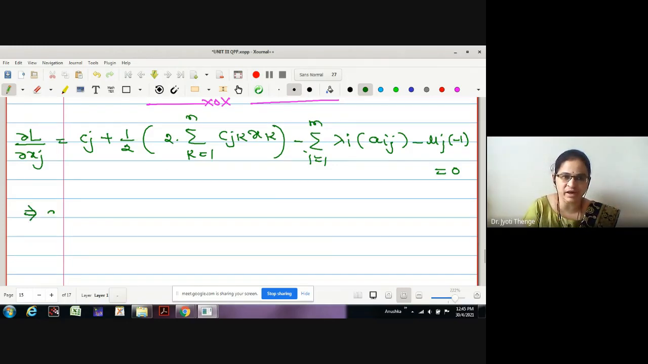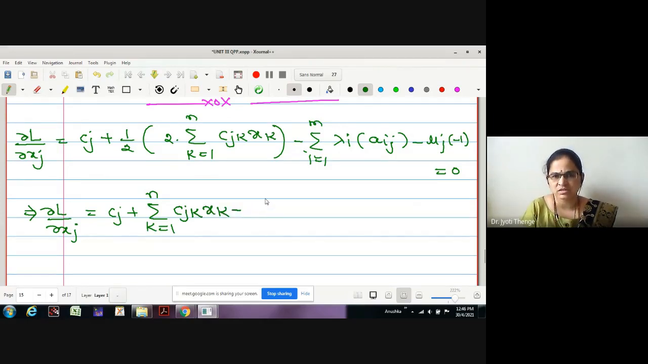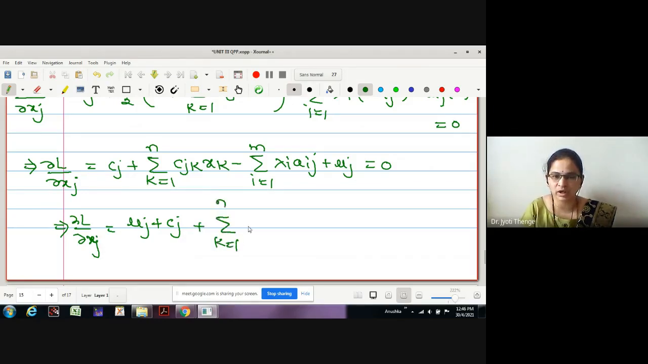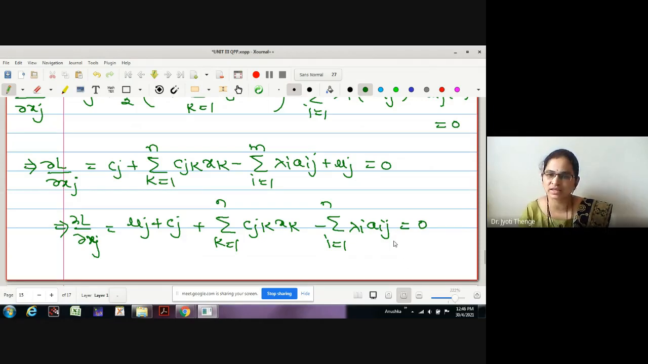Therefore, let us simplify. Dou L by dou xj equals Cj plus half, and the 2 cancels the half. We are left with summation k equals 1 to n Cjk xk minus summation i equals 1 to m lambda i aij plus mu j equals 0. So the first equation we write is mu j plus Cj plus summation k equals 1 to n Cjk xk minus summation i equals 1 to m lambda i aij equals 0, and let me call this equation number 2.